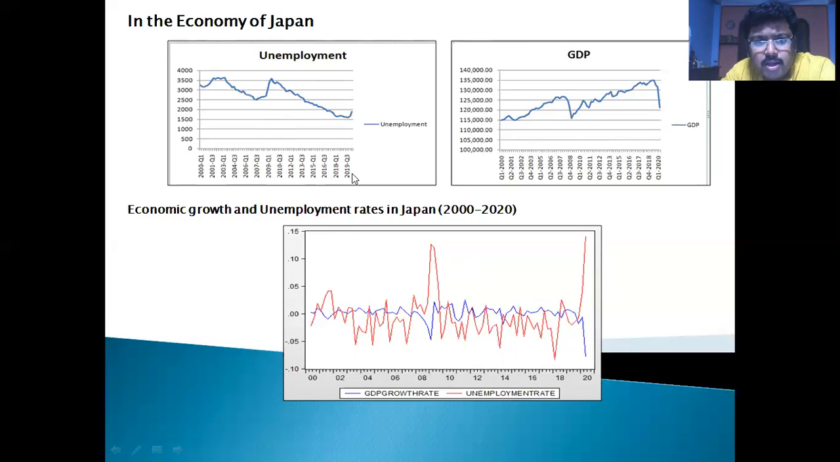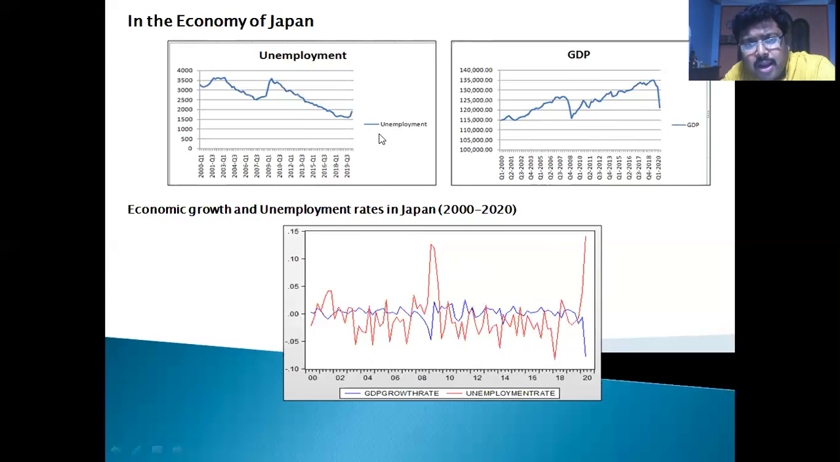And in the same way, from the 2019 fourth quarter to the 2020 first quarter and second quarter, there is an increase in unemployment, and at the same time there is a decrease in the GDP. You can find a nice picture from these two pictures. If you have a comparative study, then you can have a clear idea of the unemployment and GDP relation.